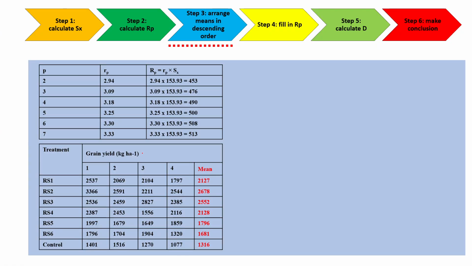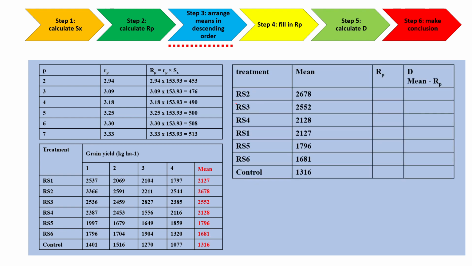So let's move into step 3, which is to arrange your means in descending order. So these are the information given. You need to calculate the means for each treatment group over here. Once you have calculated, now you need to rearrange your table, your treatment groups, from the largest to the smallest in descending order.